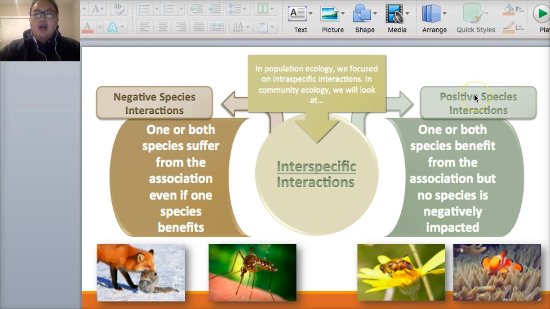That's different than a positive one, where one or both species benefit, but no species are negatively impacted. So for example, a bee and a flower, or a clownfish and a sea anemone, where they both get value out of that relationship.